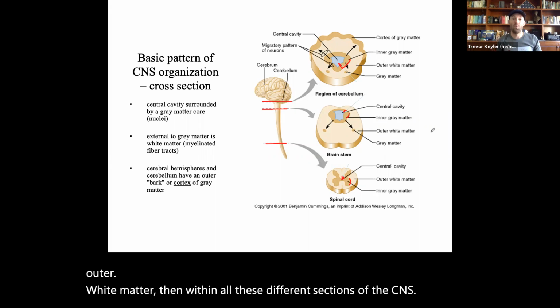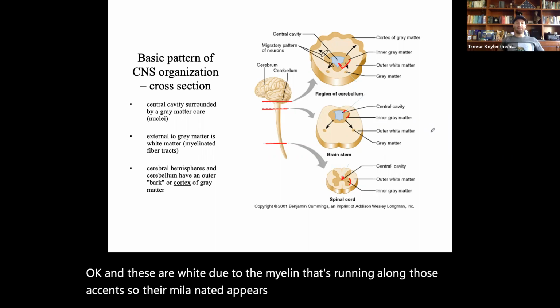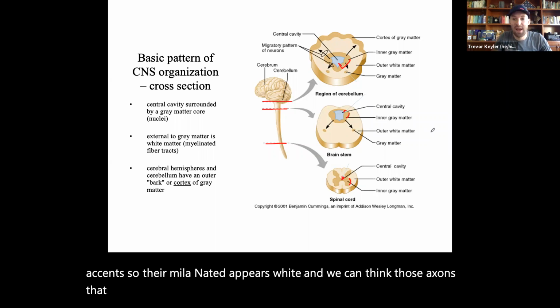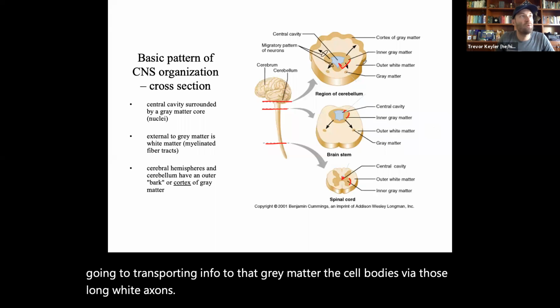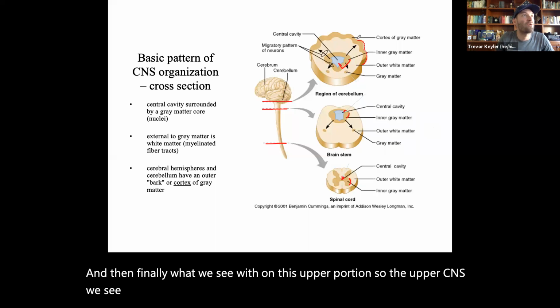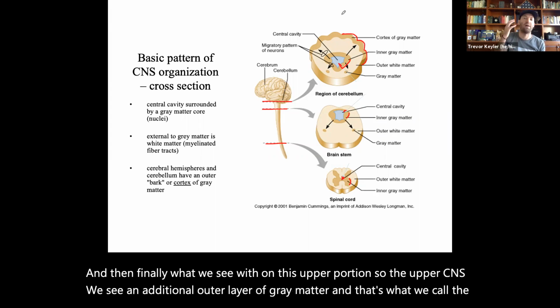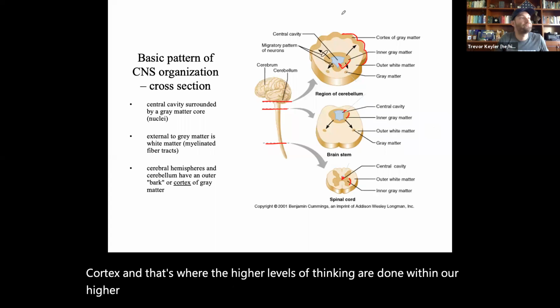These are white due to the myelin that's running along those axons. So they're myelinated and appear white. We can think of those axons, that white matter area, as the information highway. This is where we're going to be transporting info to that gray matter, the cell bodies, via those long white axons. And then finally, on the upper CNS, we see an additional outer layer of gray matter. That's what we call the cortex, and that's where the higher levels of thinking are done within our higher species, like humans.